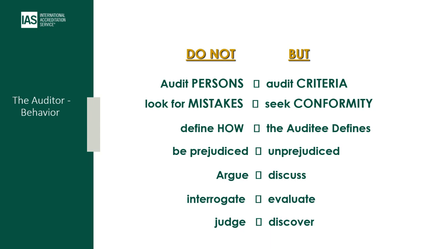Do not audit the person, but audit the criteria. So, look for mistakes, but seek conformity. You know what I'm saying? Seek for compliance, because your job is to seek for compliance, not to say this lab is bad. It's like, why is it not meeting? Define how the auditee defines.